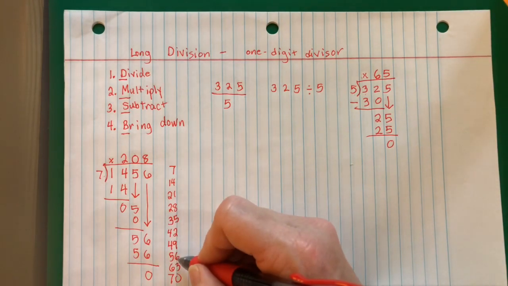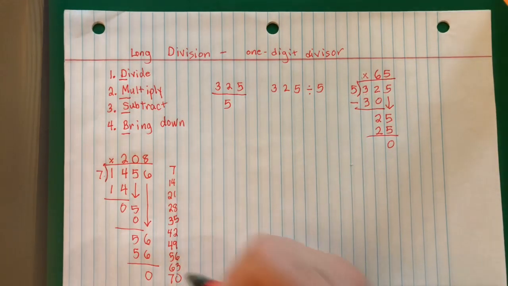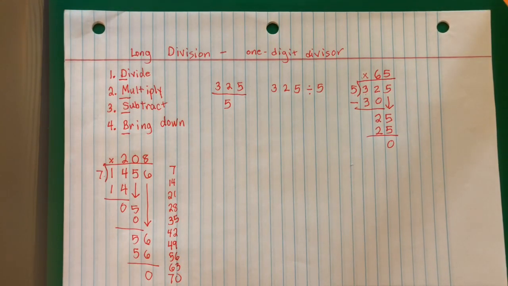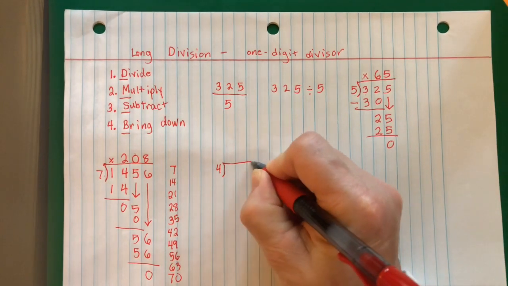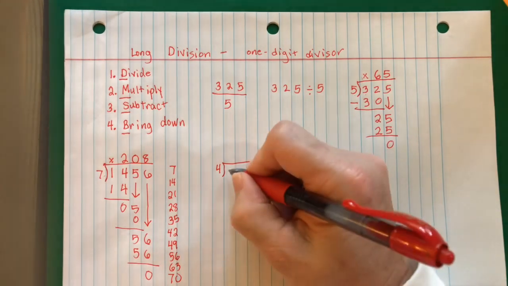You don't want to get a number that's too big though, but you can look at your list if you're not good at the times tables. Now let's look at a couple of others. How about this one? 4 goes into 560.